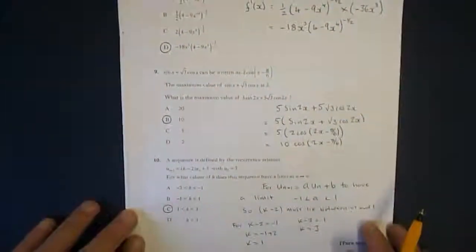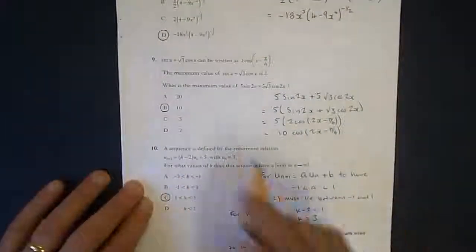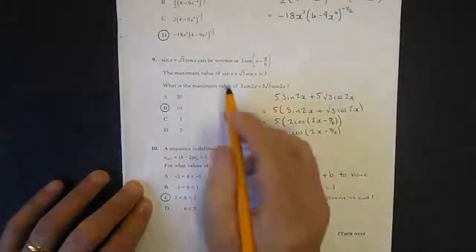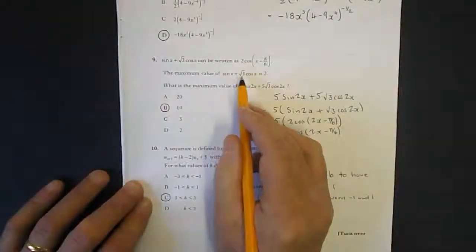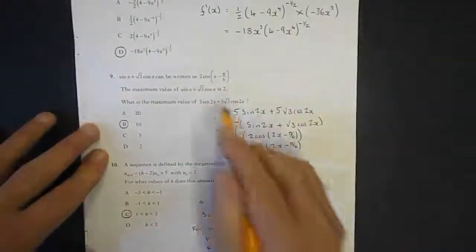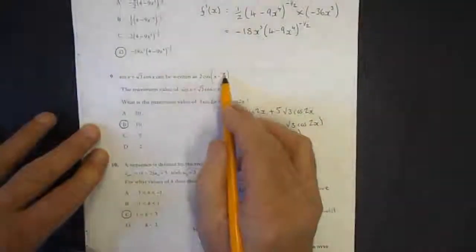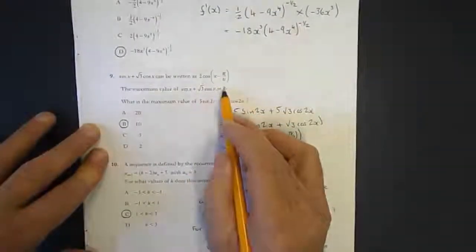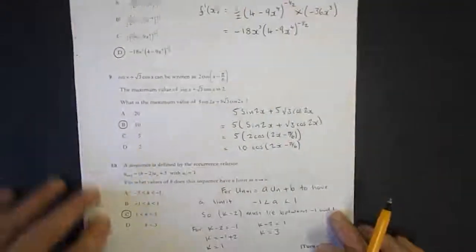Question 9. They give you a bit of information. Sin x plus root 3 cos x can be written as 2 cos(x take pi over 6). And the maximum value of sin x plus root 3 cos x is 2. Well, why is that? Because the maximum cos anything goes up to is 1. 2 times 1 gives 2, and that's why that is telling you that there.